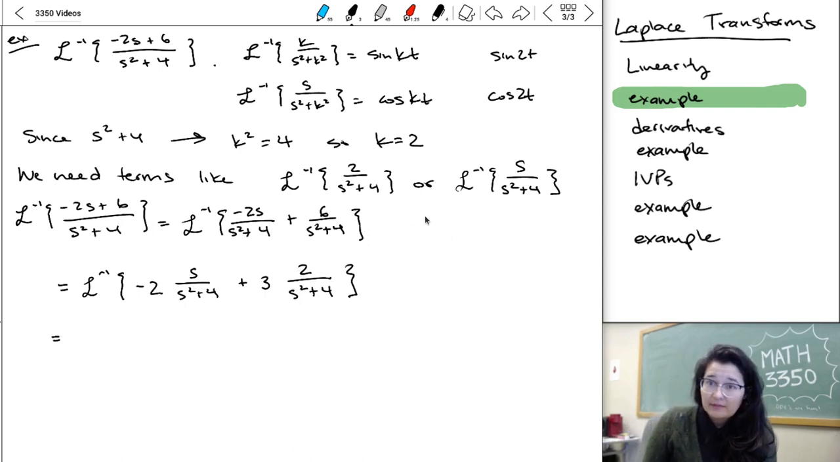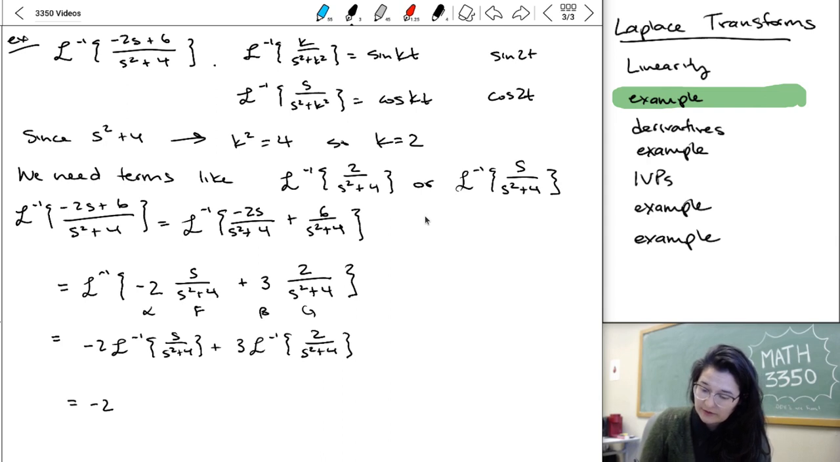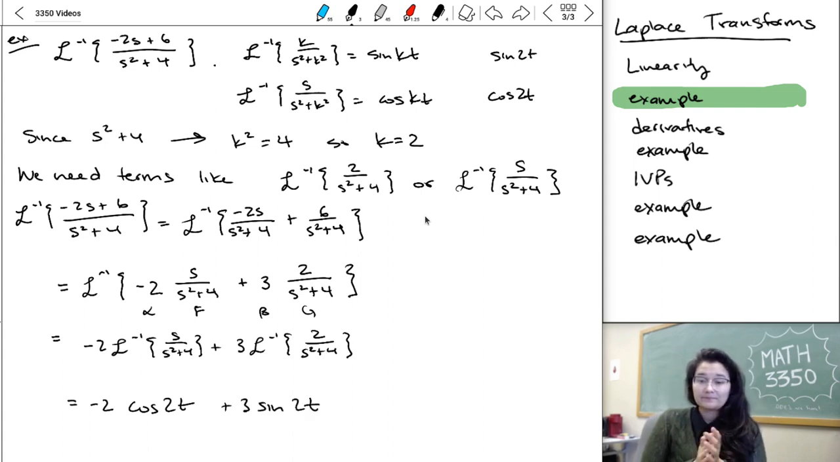This is when linearity comes in. So this is like my alpha f, my beta g. So I know that this is minus 2 L inverse of s over s squared plus 4 plus 3 L inverse of 2 over s squared plus 4. Or I'm just looking at minus 2 cosine 2t, the one with the s on top, plus 3 sine 2t, the one with the k on top. And that's how I take that inverse Laplace transform.